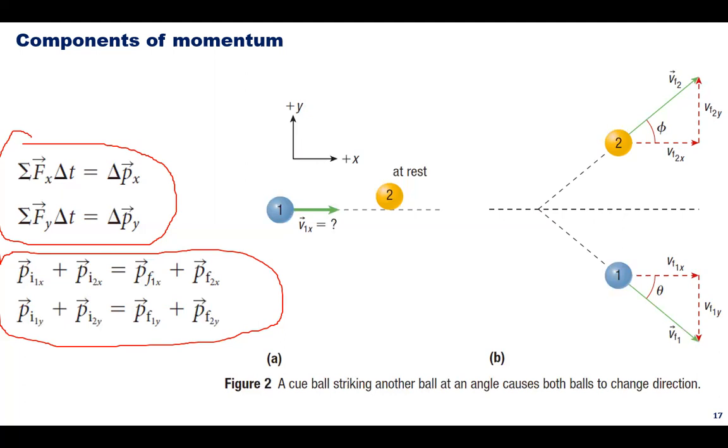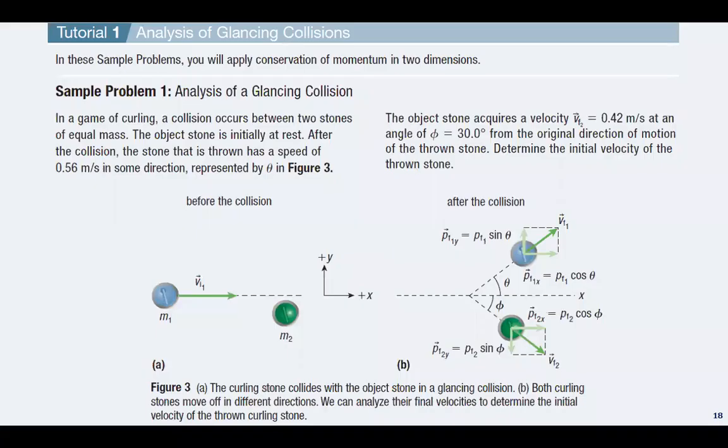So a glancing collision is just a collision in which the first object, after an impact with the second object, travels at an angle to the direction it was originally traveling. Okay, next, let's consider a tutorial in which we'll use components to analyze the physics of a glancing collision. Okay, so let's have a look at tutorial 1, analysis of glancing collisions.